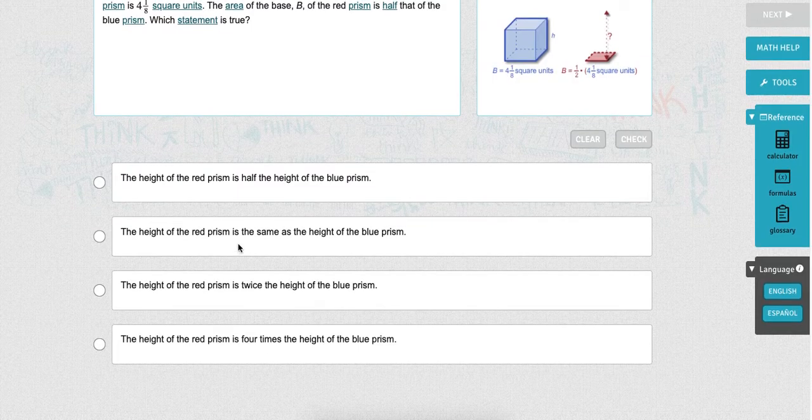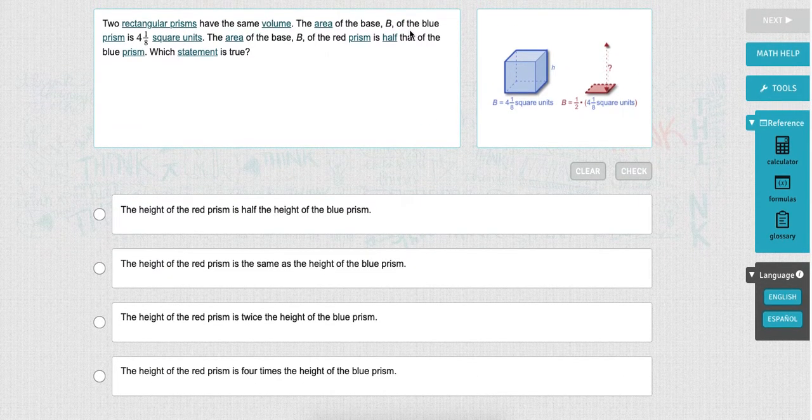The height of the red prism is the same as the height of the blue prism. Does it say anything like that on here? Two rectangular prisms, same volume. It doesn't say that.